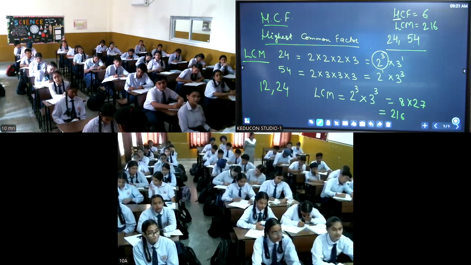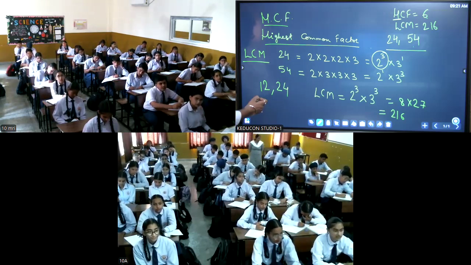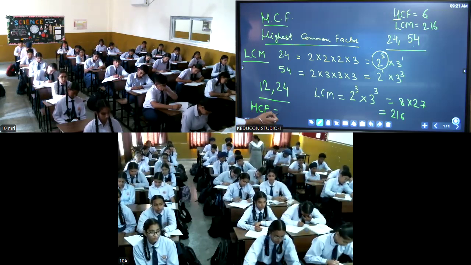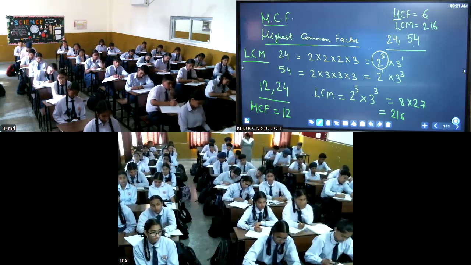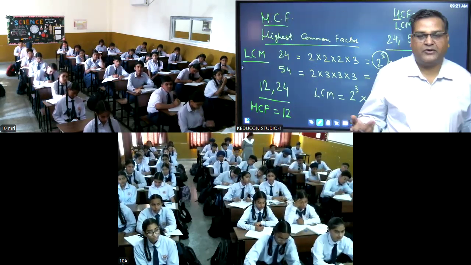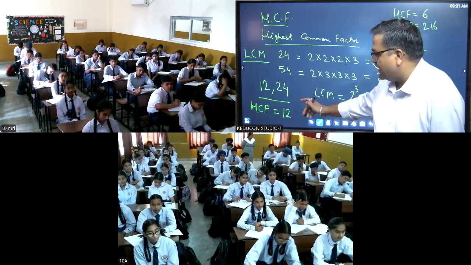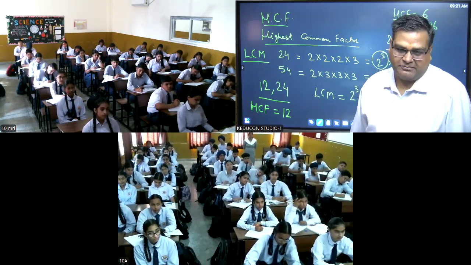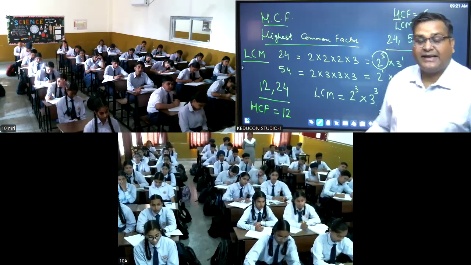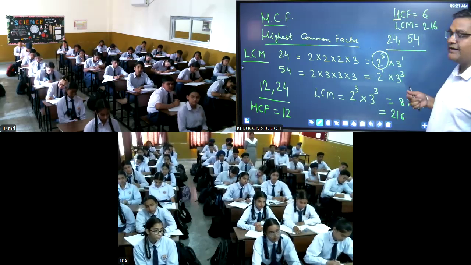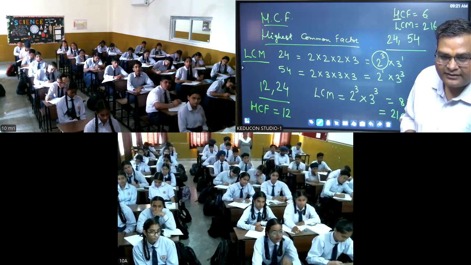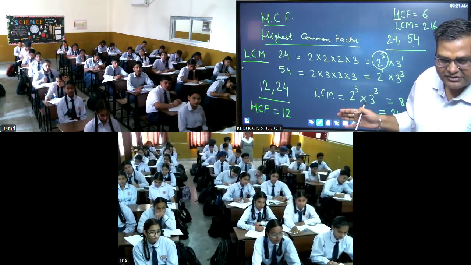Twelve. Now, what is HCF? HCF is either less than both the numbers or, whatever the numbers are, either less than them or equal to the smaller number. Is this clear? Yes. But LCM, on the other hand, is greater than all the numbers.